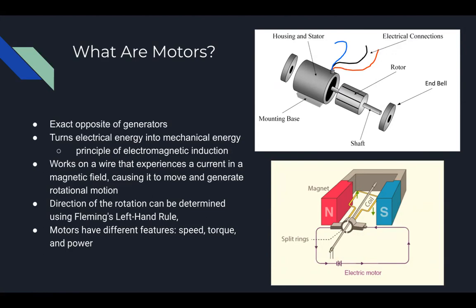Motors have different features like speed, torque, and power. Again, I want to talk about the diagram on the right, because you can see that between two of the different poles, there is a wire that is rotated. And this magnetic field is what causes it to move through electromagnetic induction. So just a closer look right there.